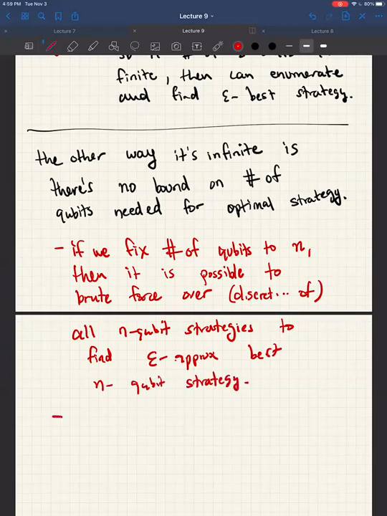So you can certainly do that, but we just don't know. Like if someone hands you a game G, and says, well, there's some optimal strategy out there. How many qubits does it require? It's not clear how to figure that out.